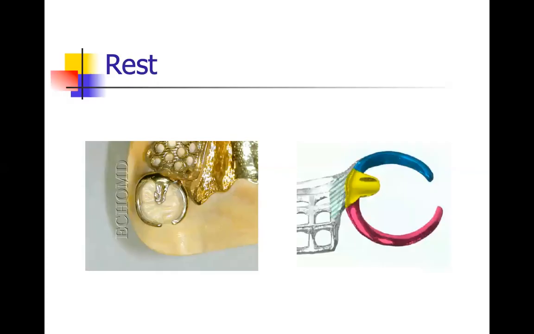Now, what is a rest? A rest is any component of a partial denture on a tooth surface that provides vertical support. This is a rest. This is a clasp, also known as a direct retainer, and this part of the clasp is known as the rest.